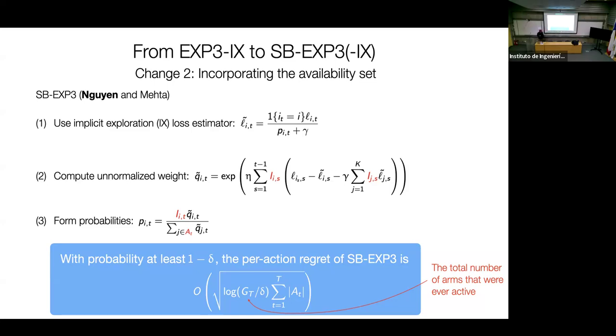If you were lucky and you had a game where in every round there's only 3 experts available, but your total number of experts is like 1 billion, then the 1 billion is going to appear here, and the 3 is going to appear here.